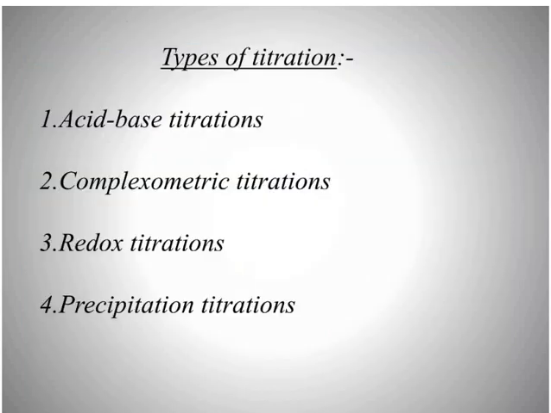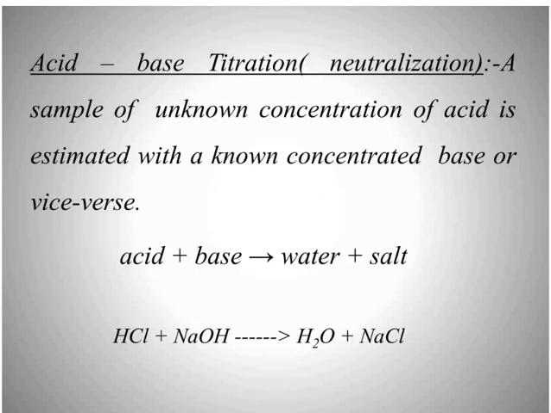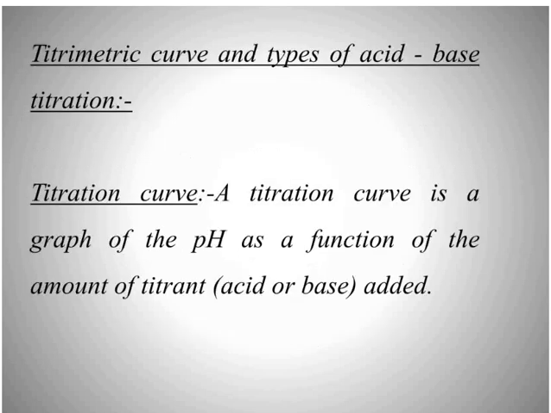Now, types of titrations. You know, my friend: acid-base titrations, complexometric titrations, redox titrations, and precipitation titrations. I will start now with acid-base titration, which is also known as neutralization. You all know this. A sample of unknown concentration of acid is estimated with a known concentrated base, or vice versa. Acid reacts with base, it gives water and salt. Look at here the scheme.